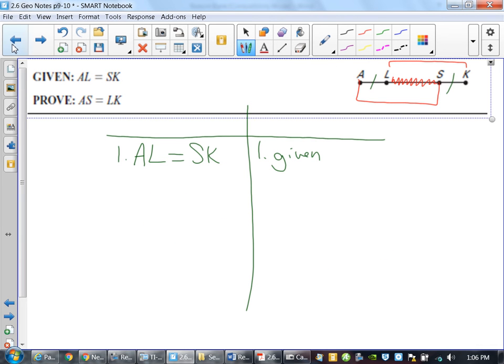So back to here then, what's the common overlap for these two parts? LS. So my second step then would be to define that LS is there. Because as soon as I say that it's equal to itself, I can then add it to both sides of the equation.